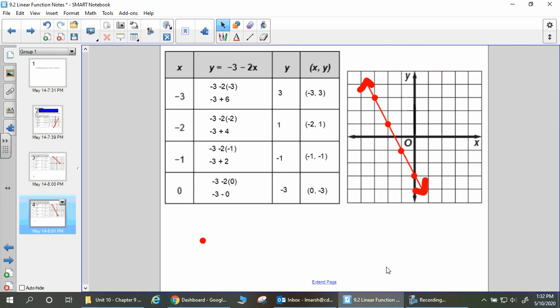Okay, so all you're going to need to do when it comes to the assignment is you're going to make the charts, and you'll have to make a couple graphs of your own. Again, if you're doing it on notebook paper, just do the best that you can.